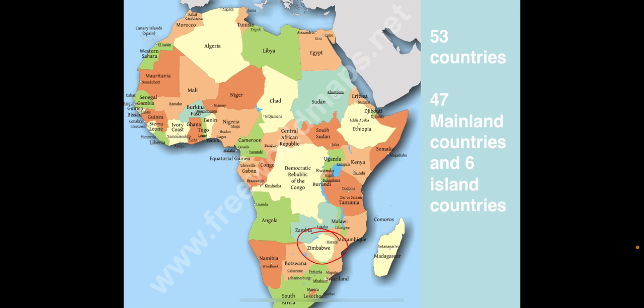So this lesson we're going to be focusing particularly on a place called Mapungubwe, which can be found in Zimbabwe. Africa itself, though, is made up of 53 countries, 47 mainland countries and 6 little island countries as well. So it is a big place.